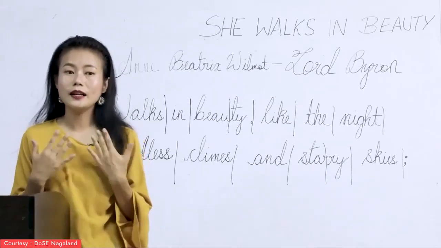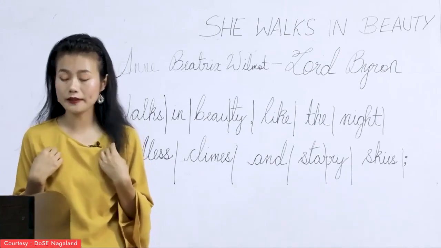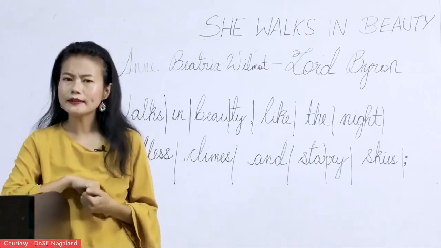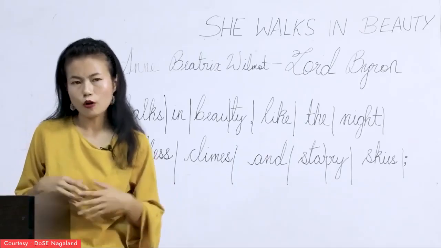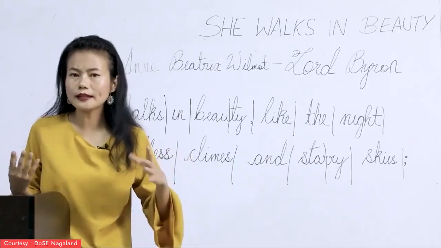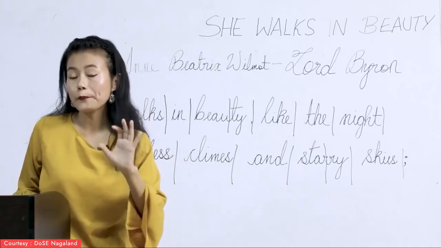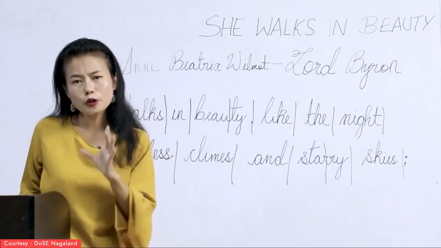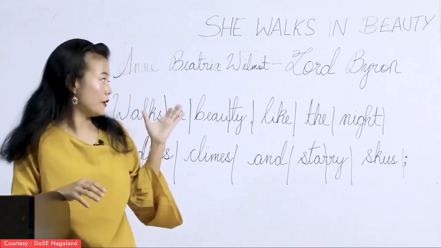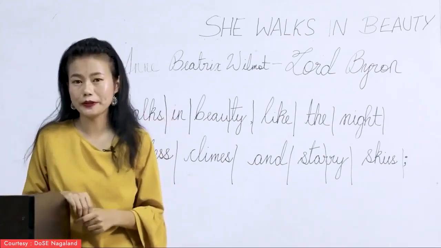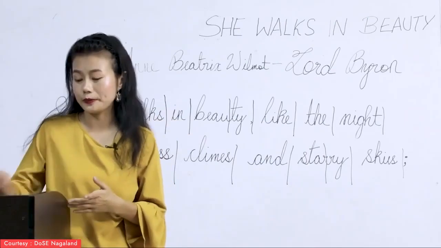Her love is also innocent, okay? So this could mean that she's not in love with anyone. Or perhaps it could also mean that she is in love with someone, but her love is pure and innocent. So this is all about the poem. I hope you have understood this poem, all right?